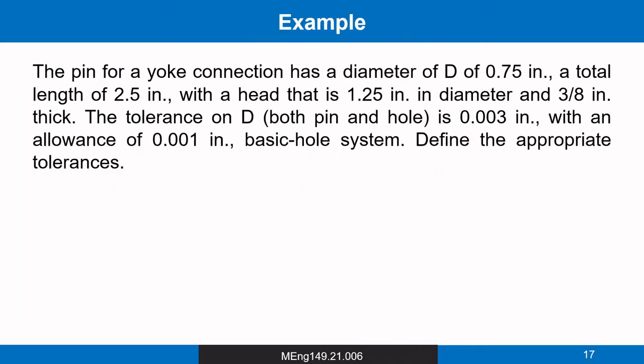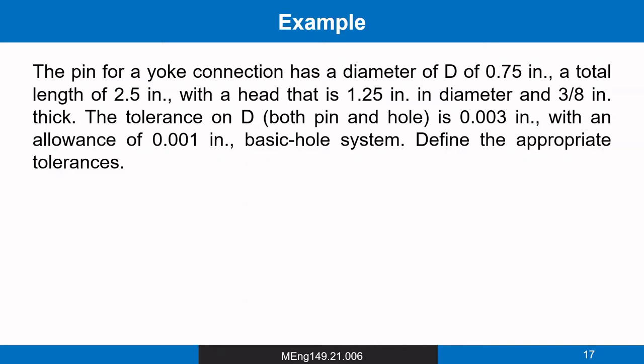So example is that the pin for a yoke connection is a diameter of 0.75 inches, a total length of 2.5 inches with a head that is 1.25 inches in diameter and 3/8 in thickness. The tolerance on both pin and hole is 0.003 inches with an allowance of 0.001 inches using the basic hole system. Define the appropriate tolerances. So in this example, the requirement is atong i-define or express na to unsa ang appropriate tolerances.